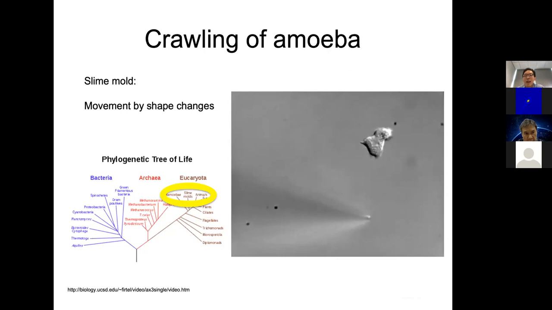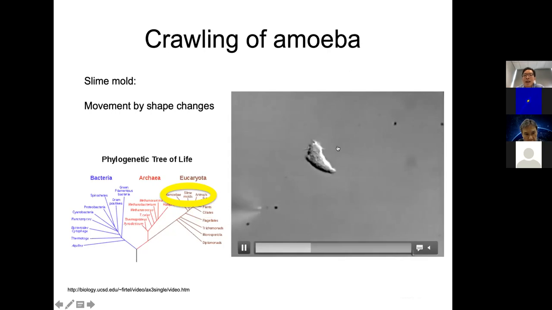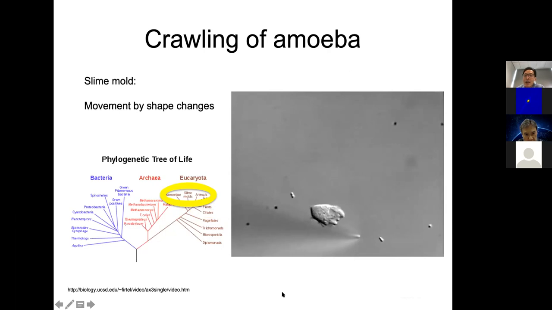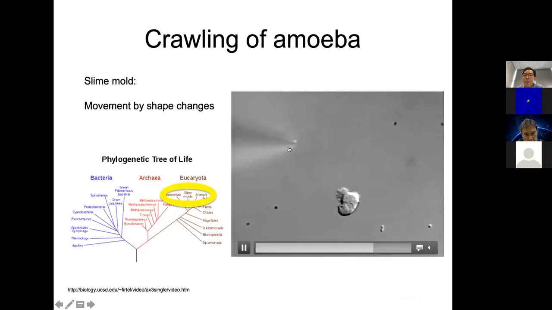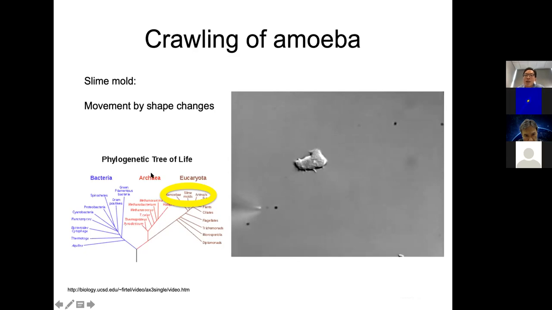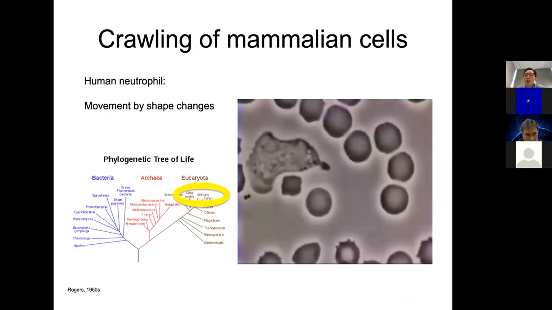Now moving on to something that's maybe even more relevant, amoeba cells. This particular example is a dictyostelium, a slime mold. This is a rather old video, with a pipette containing some food. And you can see this individual amoeba moving towards the food. What is interesting is that the mechanism of this motion is essentially shape changes. So this dictyostelium, this single amoeba cell, moves by changing its shape. This is interesting because now we go on to human cells.